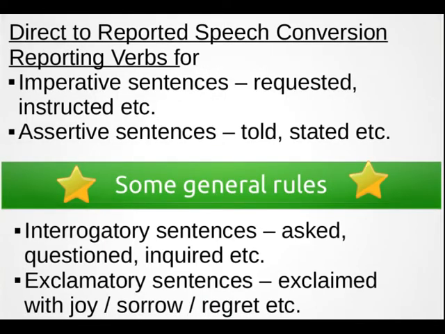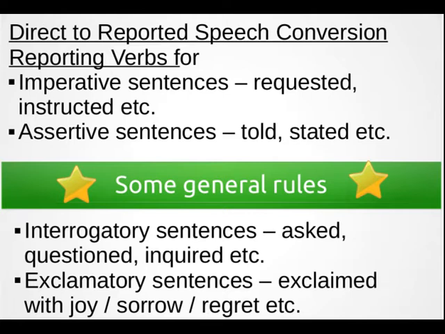So when we have imperative sentences, we should use reporting verbs like requested, instructed, etc. Imperative sentences, I hope you remember, are either requests or orders. Now, assertive sentences, in such cases, what is the reporting verb to be used? You can use told, stated, declared, etc. Assertive sentences are the normal type of sentences with the subject, verb, object order.